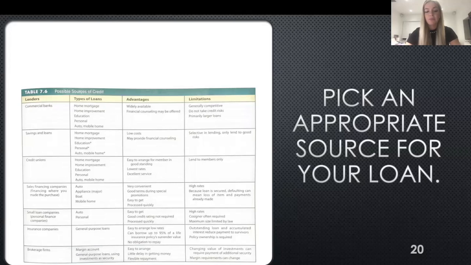Thank you, David. As step one, we're going to pick an appropriate source for your loan. There are 7 types of lenders we can choose from: commercial banks, savings and loans, credit unions, sales financing companies, small loan companies, and brokerage firms. Each of these lenders offers several loans. For instance, commercial banks offer home mortgage, home improvement, education, personal and auto, and mobile home. Each of these options have their advantages and limitations as described in detail on the slide.